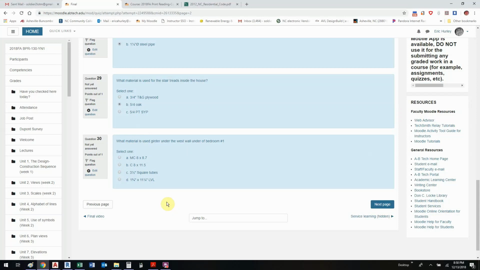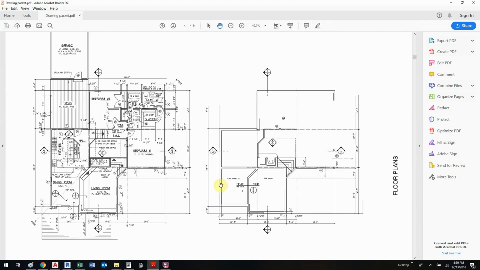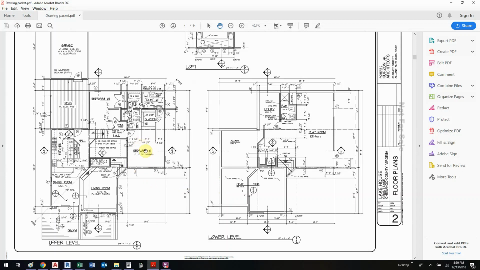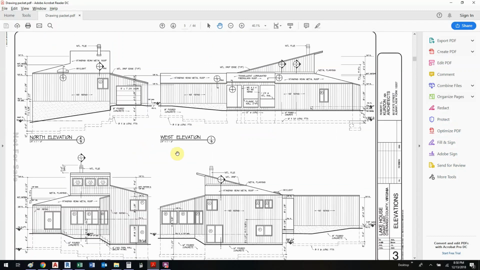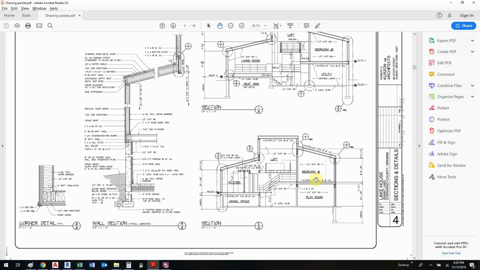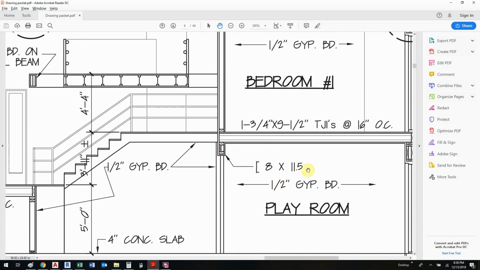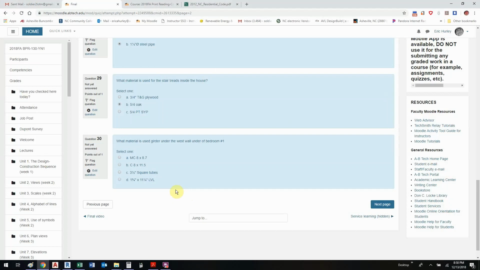What material is used for the girder under the west wall, under the bedroom 1? Okay, so let's back out here for a minute and find bedroom 1. Here's bedroom 1, and the west wall, this wall here. So let's go down to our section here, and we find bedroom 1. And here is the west wall, and we have that channel that we've seen so many times before.